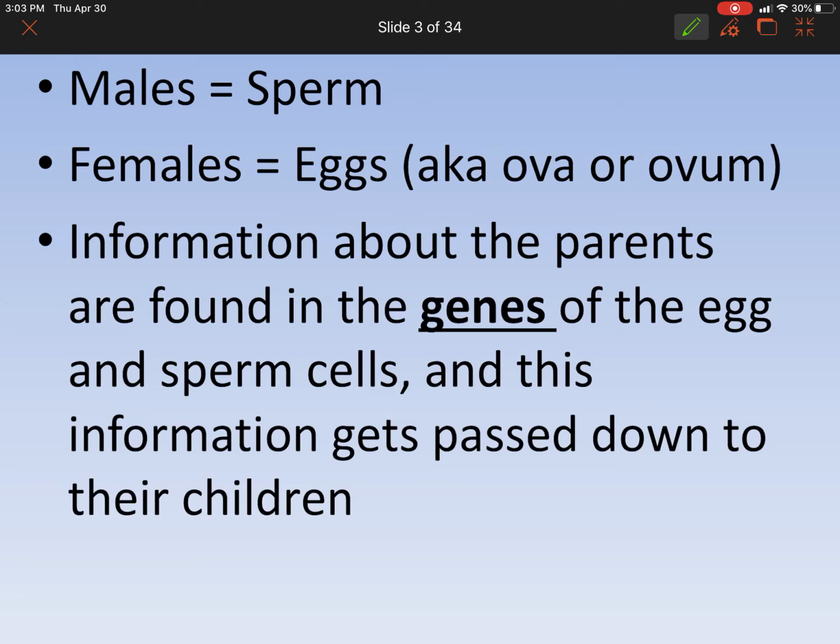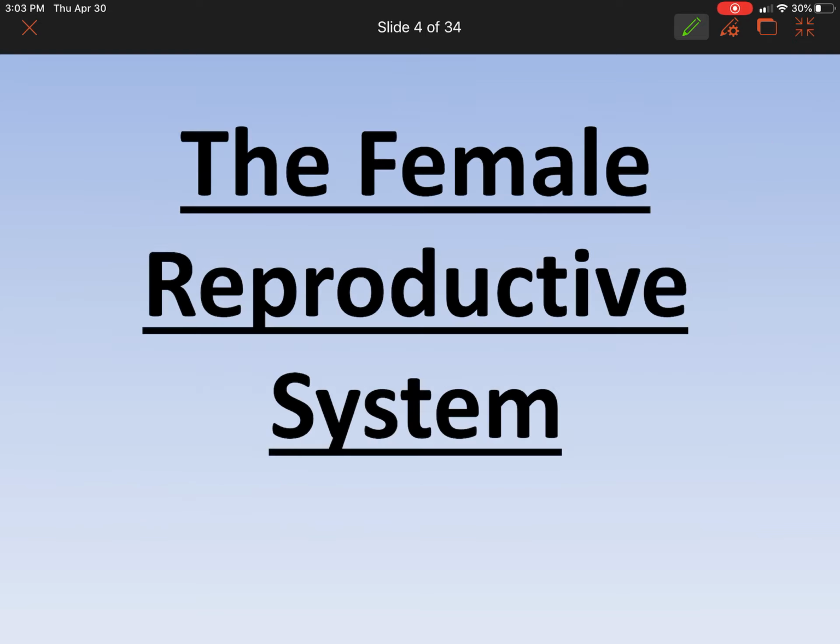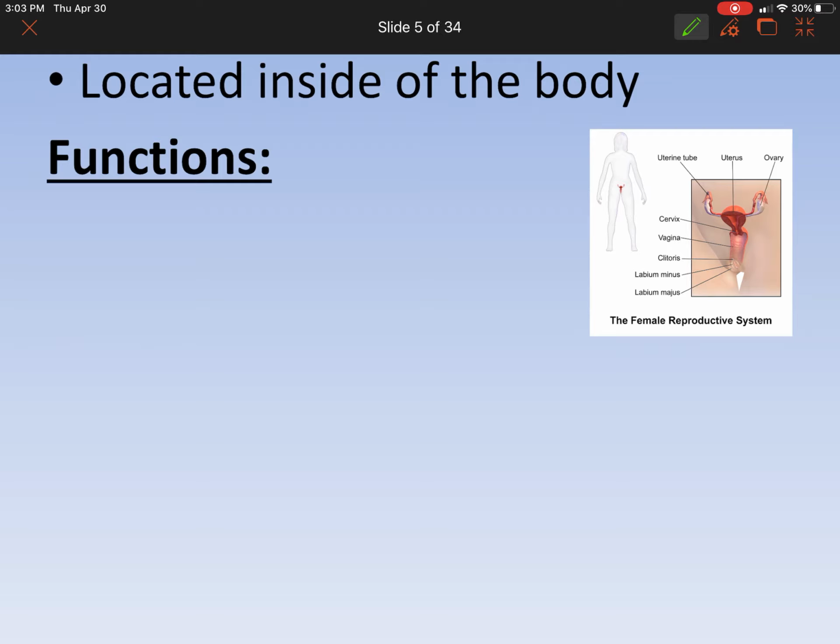Information about the parents is found in the genes of the egg and sperm cells, and this information gets passed down to their children. So this is what we did when we were looking at the different alleles, right? The Punnett squares, that's the genetic information that's getting passed down to offspring. Okay, so we're going to first just look at the female reproductive system.